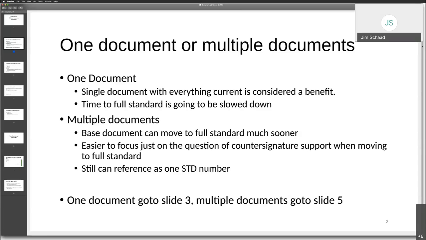And I saw on the mailing list one possibility was to keep the countersignature and then have a countersignature two. That's the next slide, okay, sorry. No problem. I'm not hearing a strong preference either direction. Neither am I.